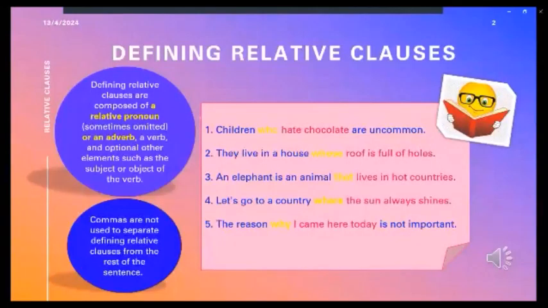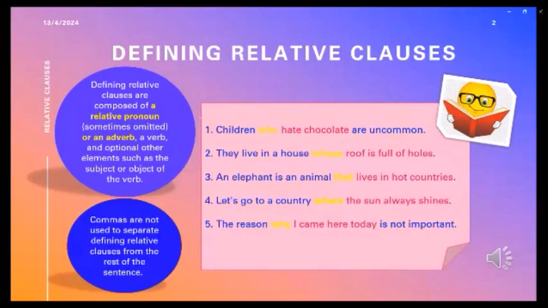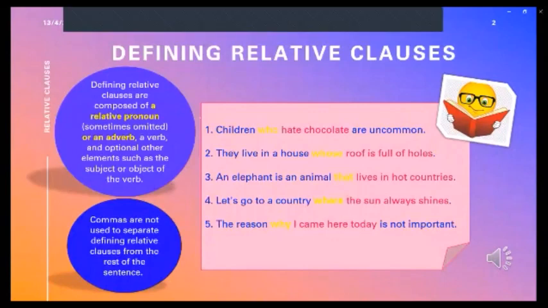There are two kinds of relative clauses in English. In this class, we are going to see only defining relative clauses. Defining relative clauses are composed of a relative pronoun that is sometimes omitted, or an adverb, a verb, and optional other elements such as the subject or object of the verb. Commas are not used to separate defining relative clauses from the rest of the sentence.